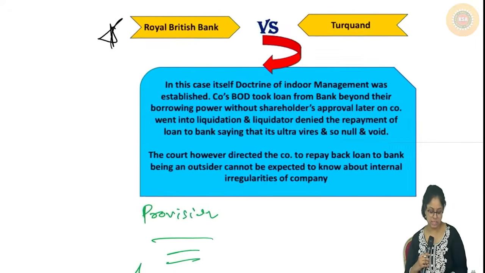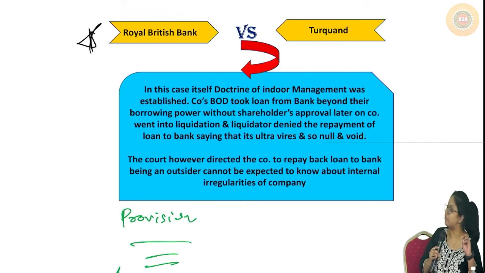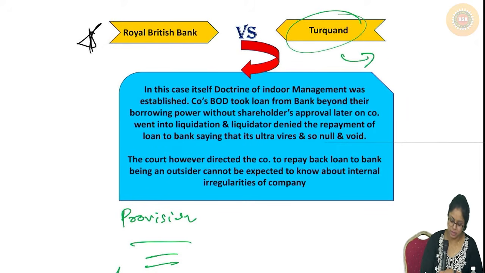Moving on to the last case law for today, and then we have the procedural part. We'll finish off with the last case law first, which is Royal British Bank versus Turquand. It's also known as the Turquand rule or the Turquand law. Basically, this is the name of a person. He was basically a liquidator.